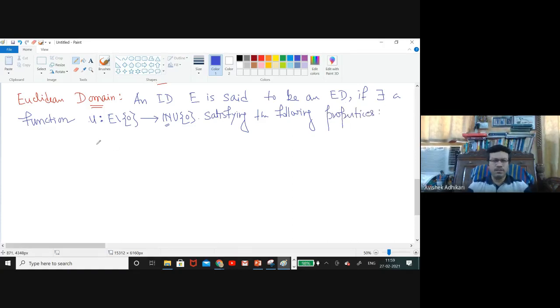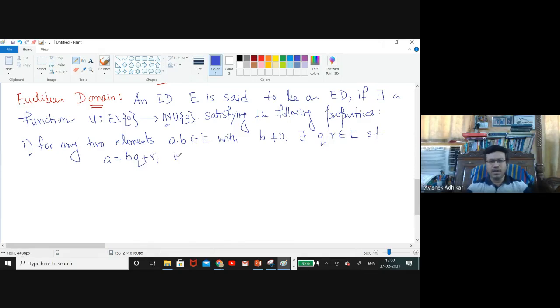So what are these properties? First of all, you will be able to have the division algorithm property. So the first property is, for any two elements A, B belonging to E with B not equal to 0, there exist Q, R belonging to E such that A equals BQ plus R.